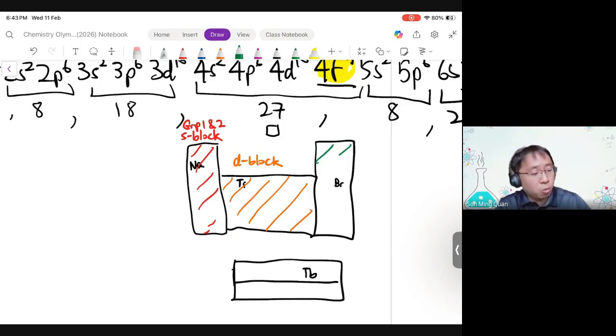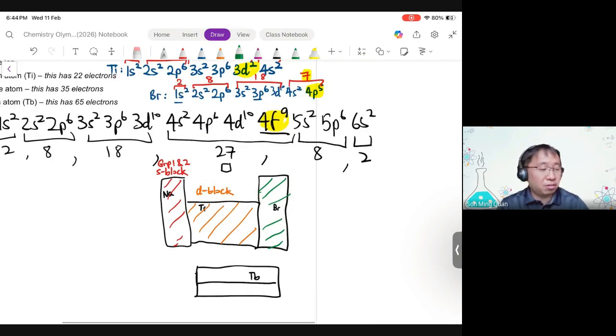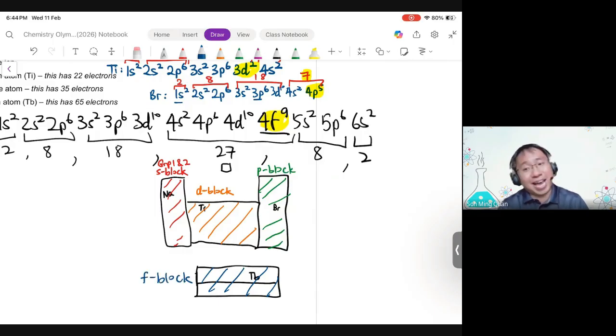Next one, where bromine is, what block do you think this is called? Bromine, the last subshell that you filled is P block. It's P, right? So on the right hand side is P block. And I'm sure you can predict. How about where terbium is? That's called F block. S, P, D, F.